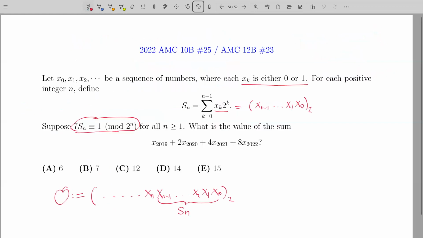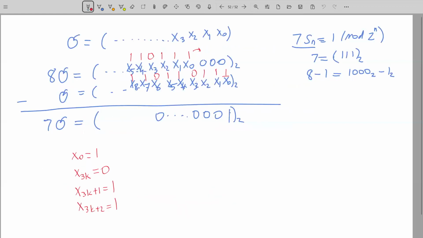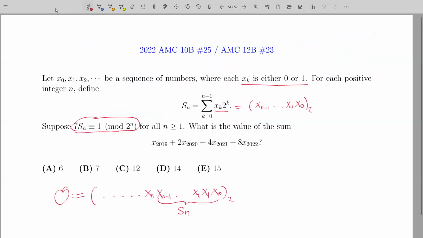So the multiples of 3 as indices give us 0, and all the other terms give us 1. Let's go back to what the problem was asking. 2019 is a multiple of 3, so that should be 0, and all the others are 1. And the index 2022 is also a multiple of 3, so this is also 0, and the other two are 1 each, because their indices are not multiples of 3. So the sum we get is 6. The answer is A.